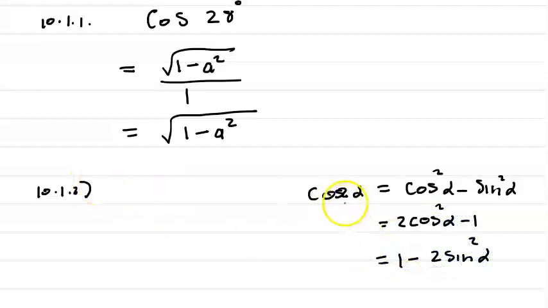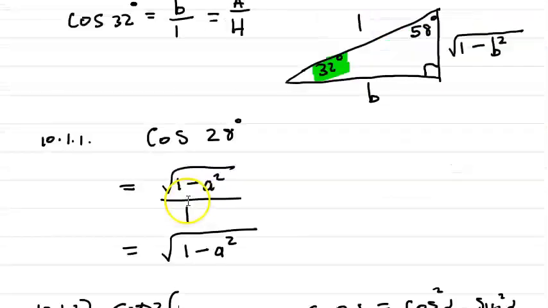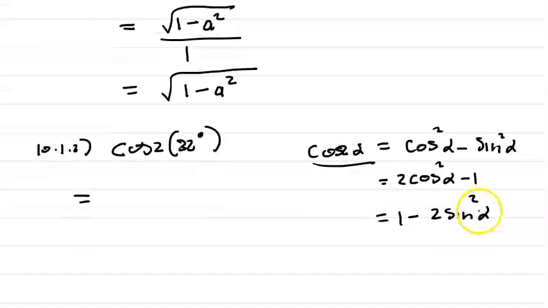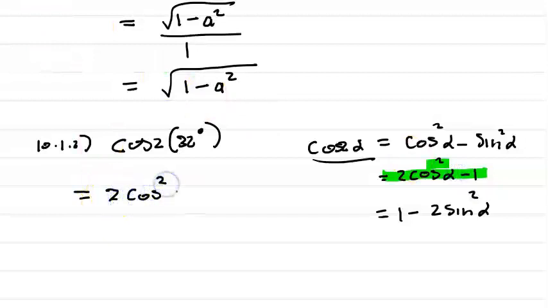So firstly, what we're going to do is manipulate this angle. So we're going to write down here cos of 2 times 32 degrees. And now we can choose any one of these expansions. You can choose any one of these expansions. The one that I will choose is that one there. So let's look at that. Therefore it'll be 2 cos squared 32 degrees minus 1, right?